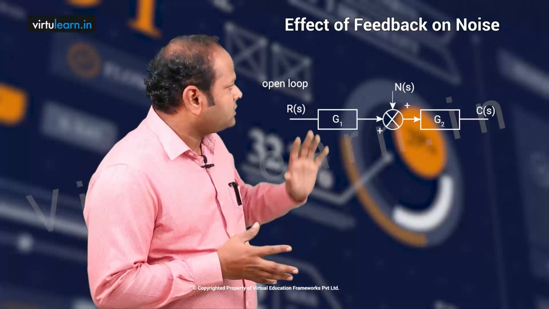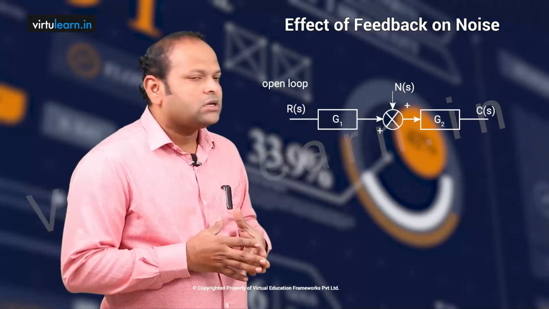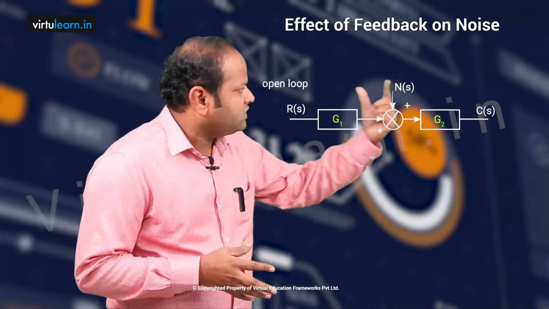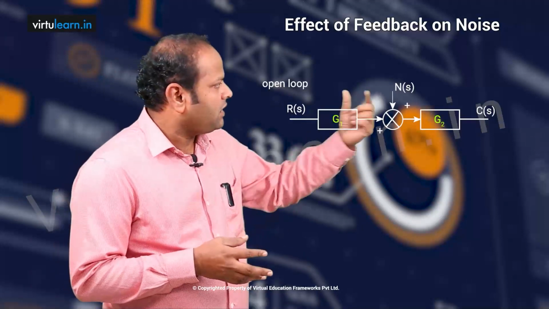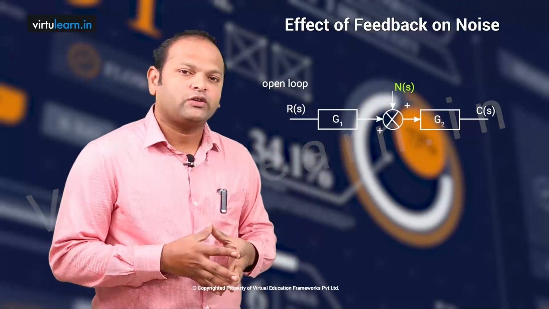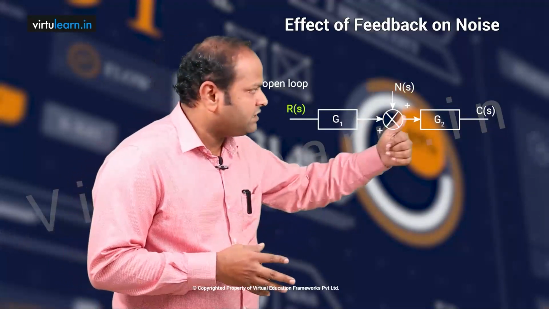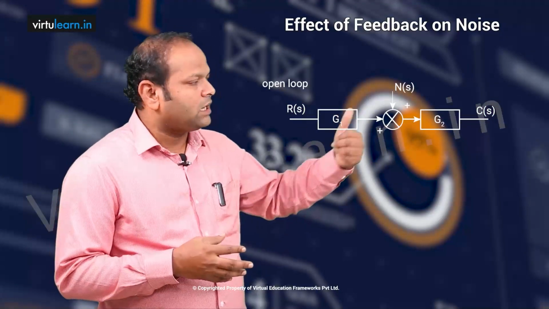So let us look at a noise signal here. I have a block diagram like this. Let us consider the open loop, which is a non-feedback system. G1, G2, these two are the two blocks which I have, and here I have the noise signal entering the system, which is N of s, and as usual we have R of s input and C of s output. Let us see what will be the effect of noise on the output.